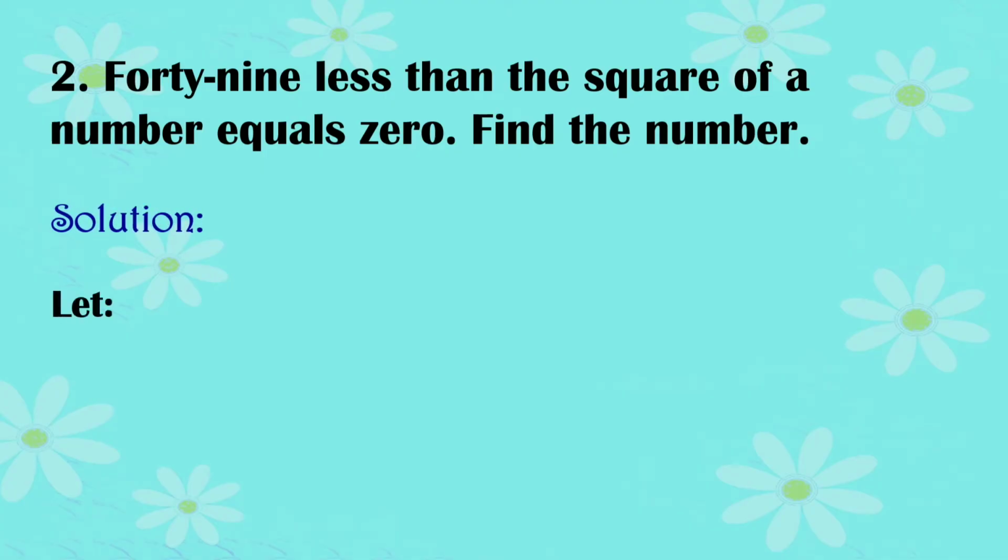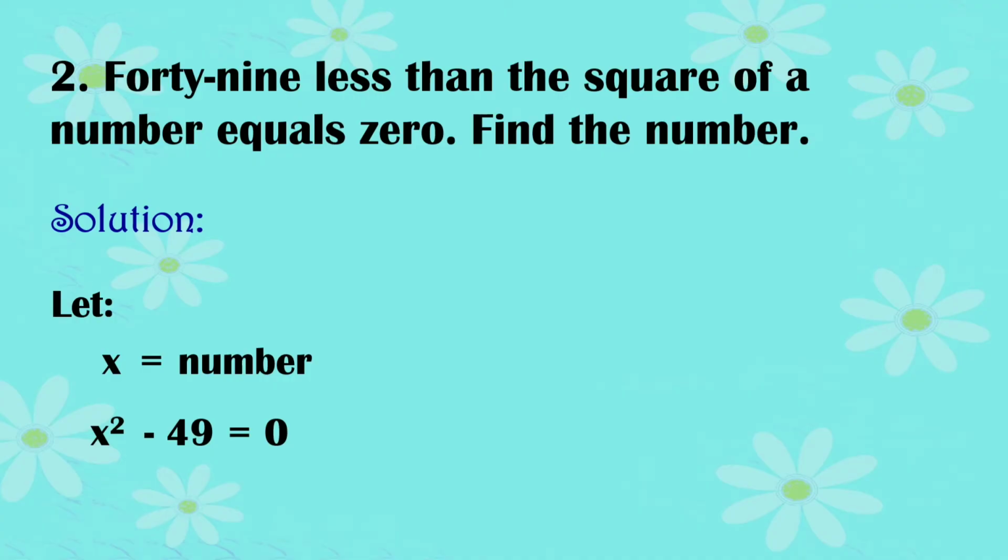So, solution. So, let x equals number. Kasi hinahanap natin yung number. Diba? So, x squared minus 49 equals 0. So, ito yung mathematical equation para sa ating verbal phrase na 49 less than the square of a number equals 0. Ayan. At kung napapansin nyo, yung ating equation ay naka-difference of 2 squares.